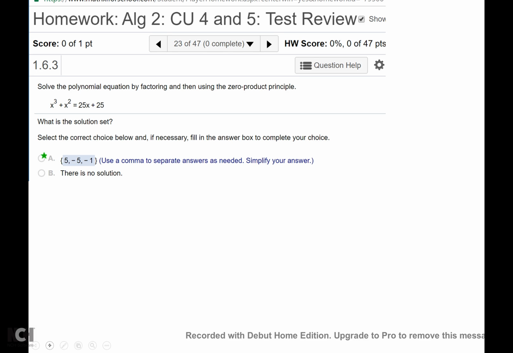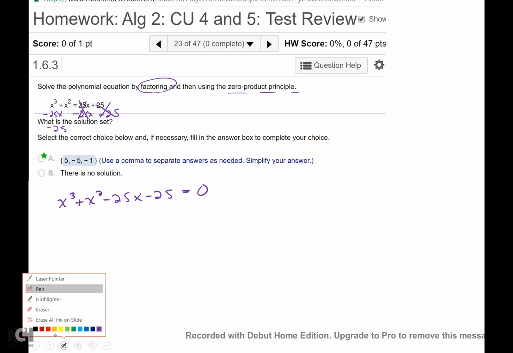Alright, it says solve the polynomial equation by factoring and then using the zero product principle. If they want me to factor, then it's got to be factorable, but I got to get everything on the same side. So I'm going to minus 25x, which gets rid of that, and I'm going to minus 25, which gets rid of that, which gives me x cubed plus x squared minus 25x minus 25 equals 0.